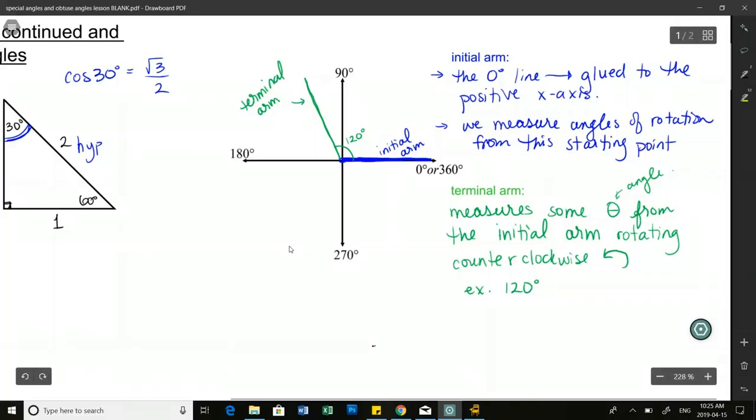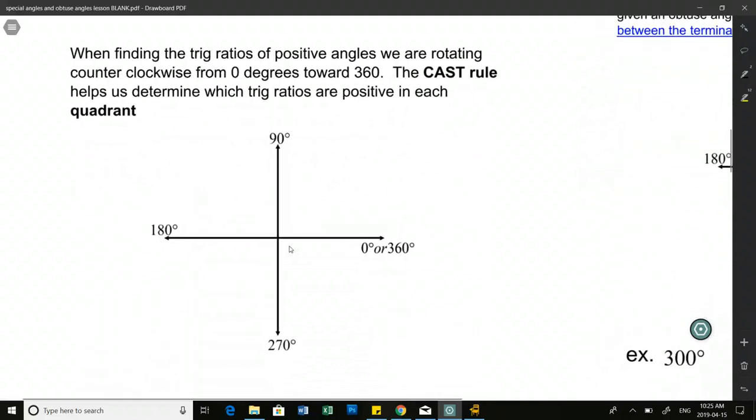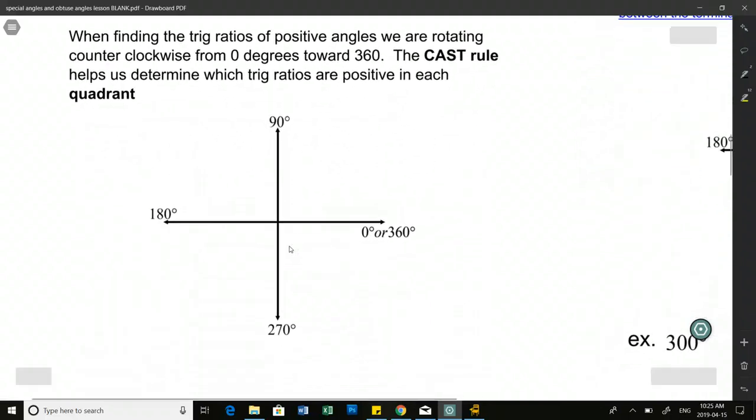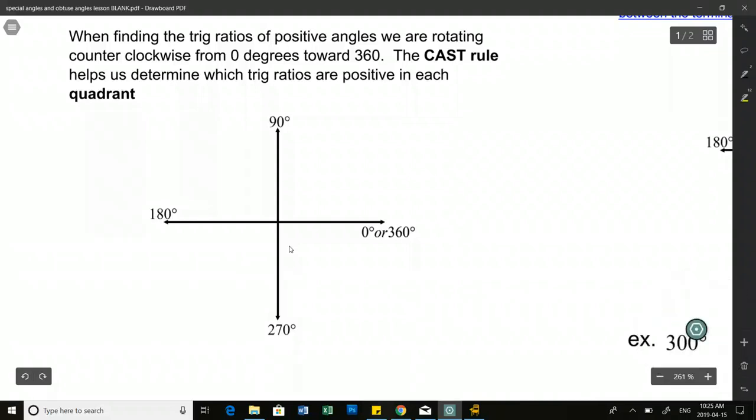All right, so a couple other little setup things that we need to know in order to do what we want to do on the back of this lesson is we need to know something called the CAST rule. You guys in grade 10 were just focusing on the very first quadrant. This is quadrant number 1 right here. You are focusing between 0 and 90. But there's also quadrants 2, 3, and 4.